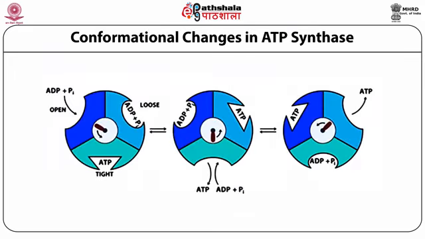Conformational change in the ATP synthase. First, ADP and inorganic pyrophosphate bind to an open site, inward passage of proton, conformation change, ATP synthesis from ADP and pyrophosphate, ATP release from open site, ADP and pyrophosphate form ATP in the tight site.